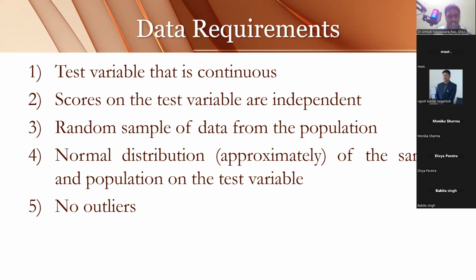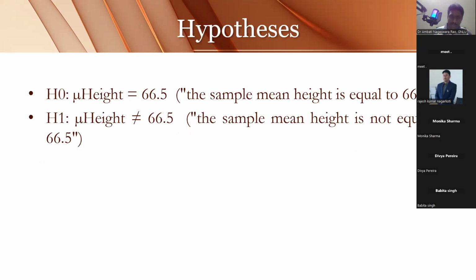Lastly, no outliers. There should not be any outliers in the data set. So these are the basic requirements for conducting a one sample t-test. Okay. Now, coming to the hypothesis.